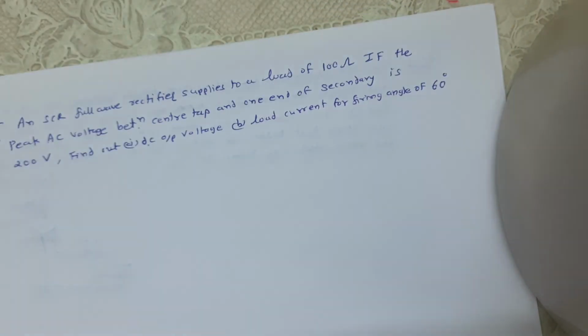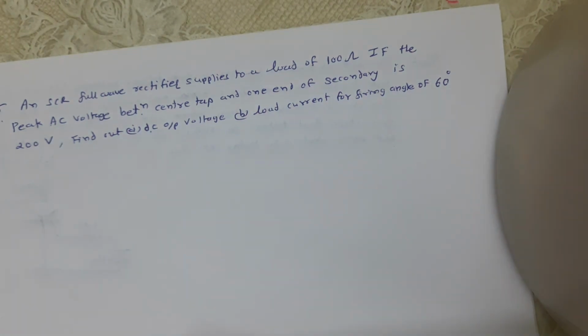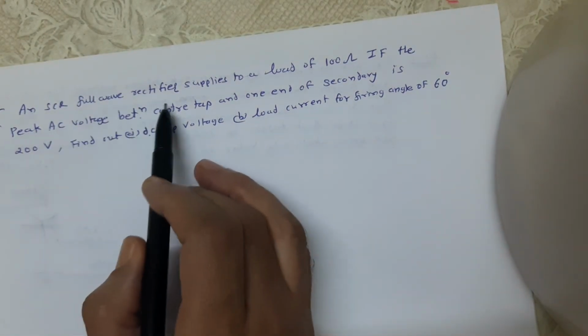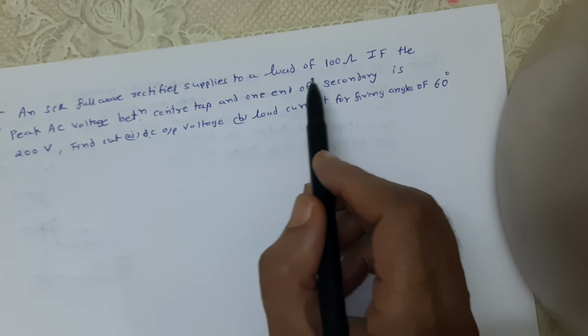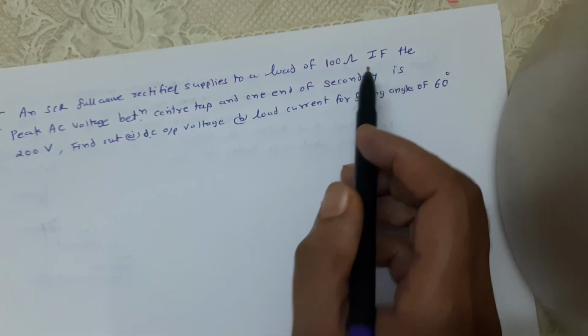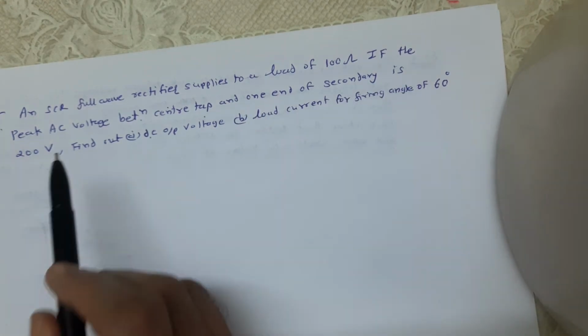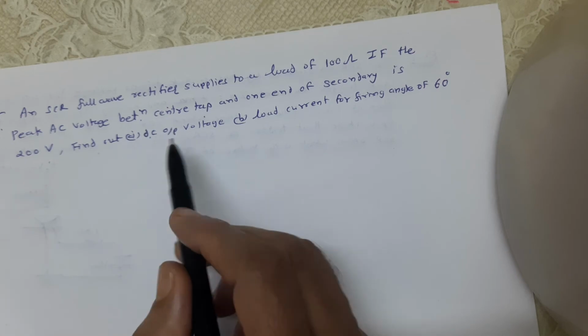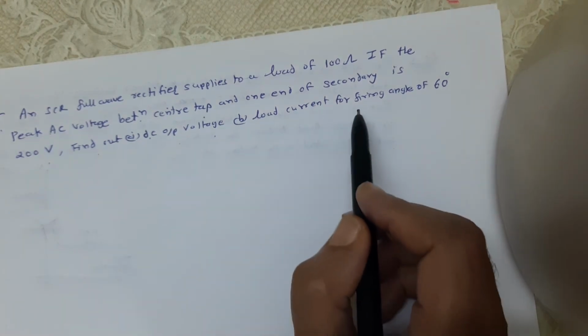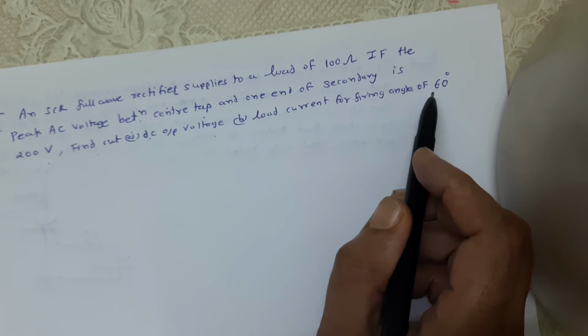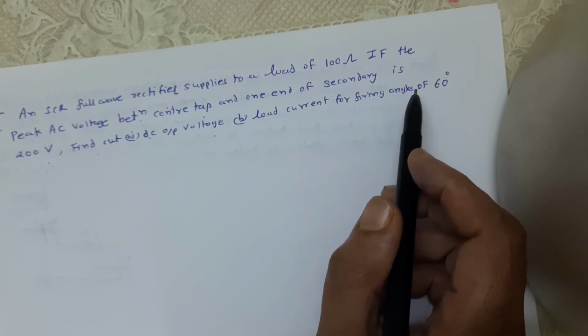Next one is, I think this is the last, no, this is the second last numerical. An SCR full wave rectifier supplies a load of 100 ohm. Now, if the peak AC voltage between center tap and one end of the secondary is 200 volt, then find out DC output voltage and load current for the firing angle of 60 degree.